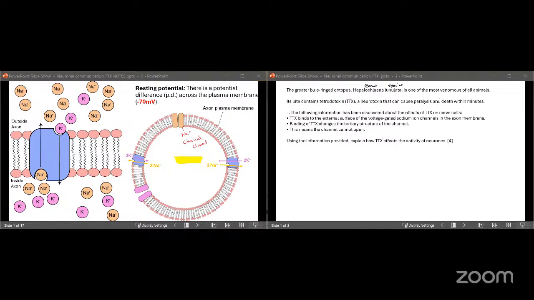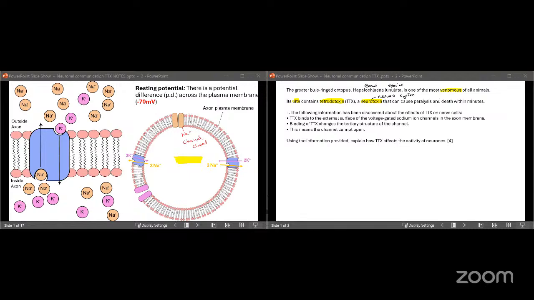The other thing that they could do is give me some information, as they have done here, that tells me that this octopus is a venomous animal. Now, its bite contains this tetrodotoxin. Most students look at that and go, well, I don't understand what this question's about because my teacher hasn't taught it to me. Well, what you have to understand is that this tetrodotoxin is, as you've been told, a neurotoxin. They've already told you it's to do with your nervous system.